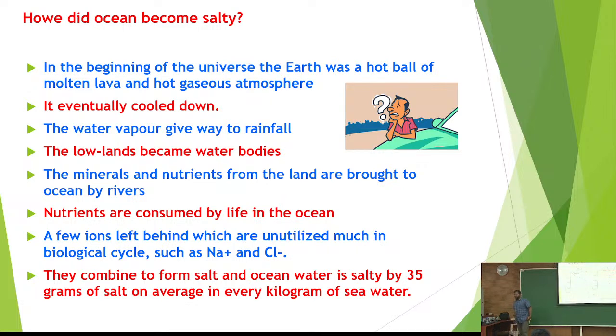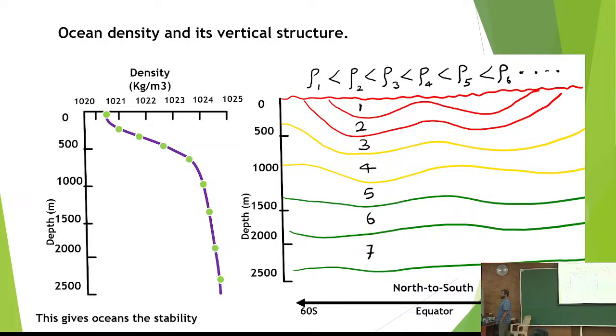Now, let us come to the more important physical quantity called density. Okay. So, density is a function of temperature and salinity mostly in the ocean. They have a nonlinear relation, though we can linearize it as well. Well, what about density? So, this is a typical density profile. I draw it like a cartoon.